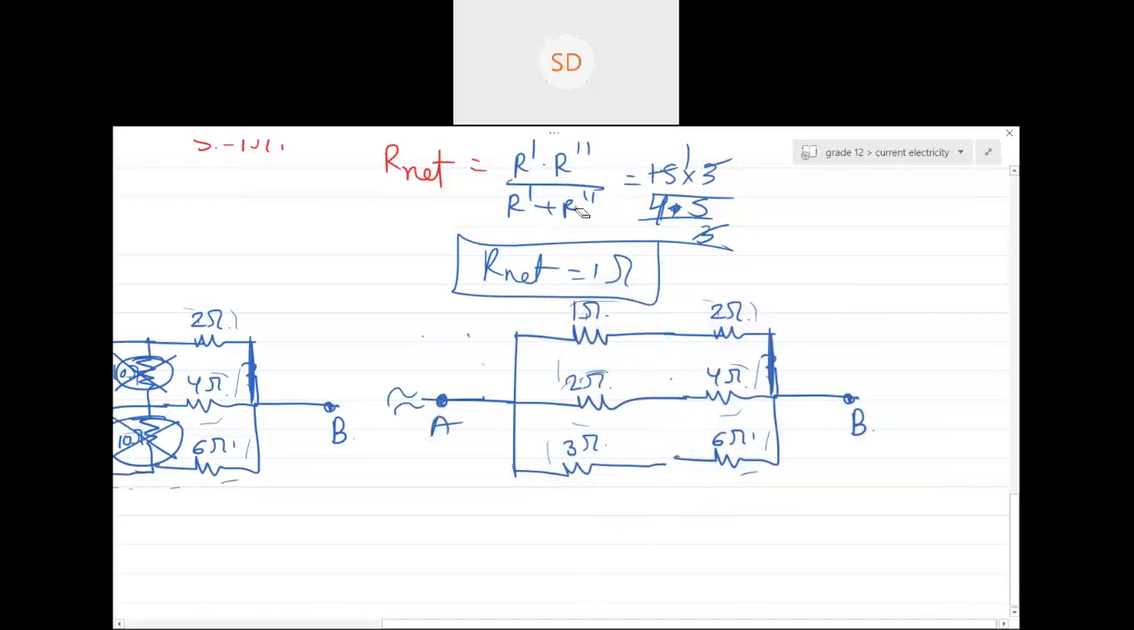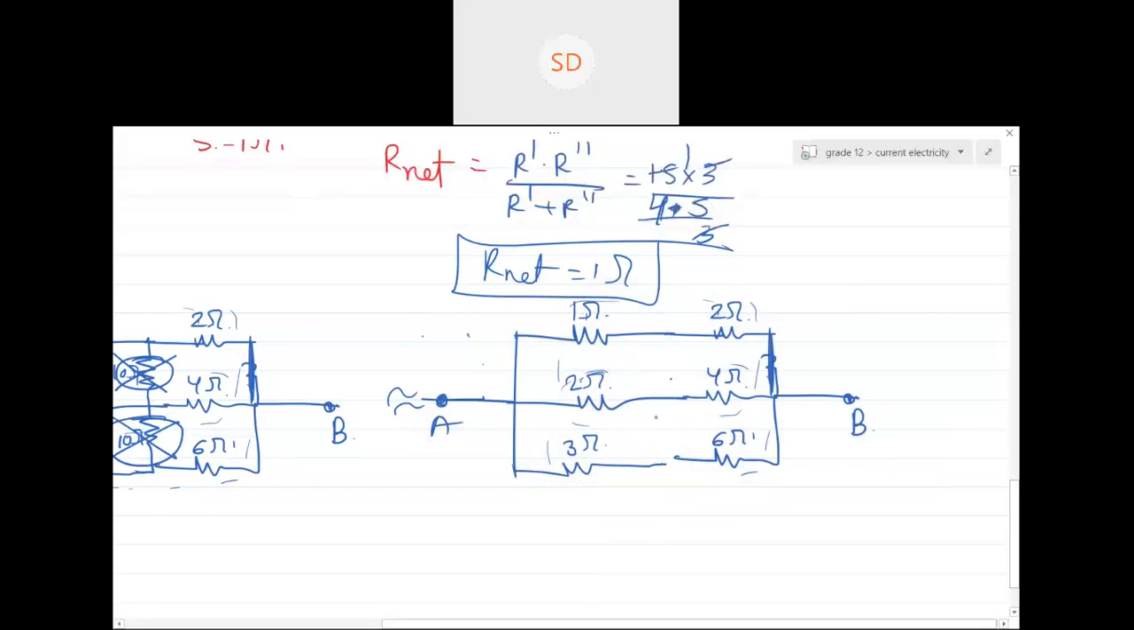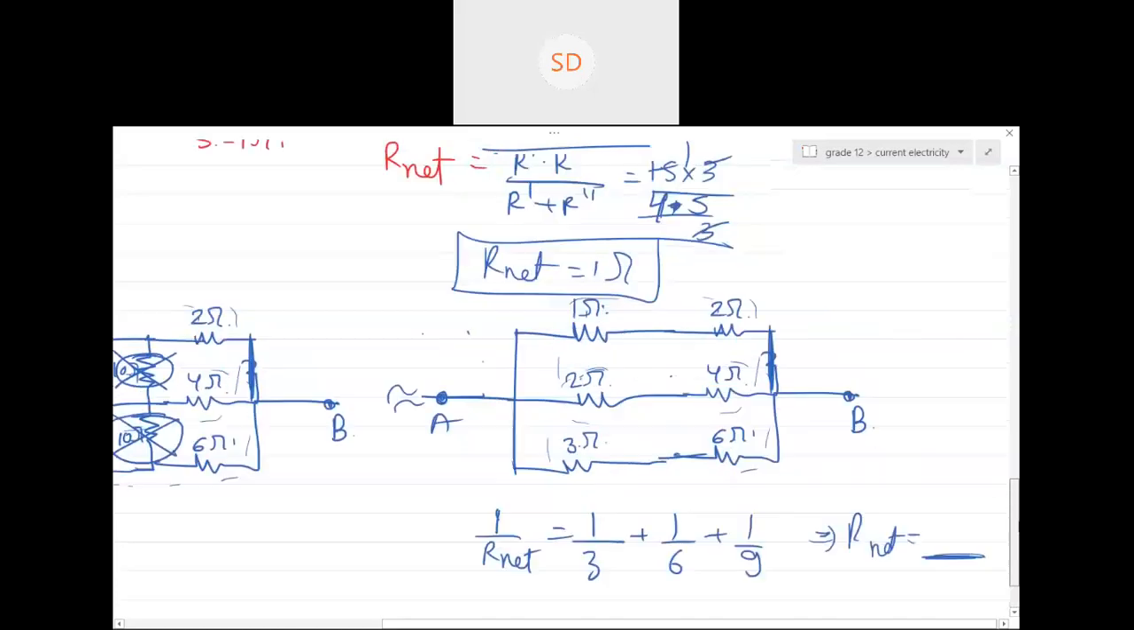Like this. Is it clear? So now can you see clearly over here, this 1 ohm and 2 ohm are in series, 2 ohm and 4 ohm are in series, 3 ohm and 6 ohm are in series, and all of them are in parallel. So 1 by R net will be 1 by 3 plus 1 by 6 plus 1 by 9, and then you can solve. Okay? Is this question also clear?